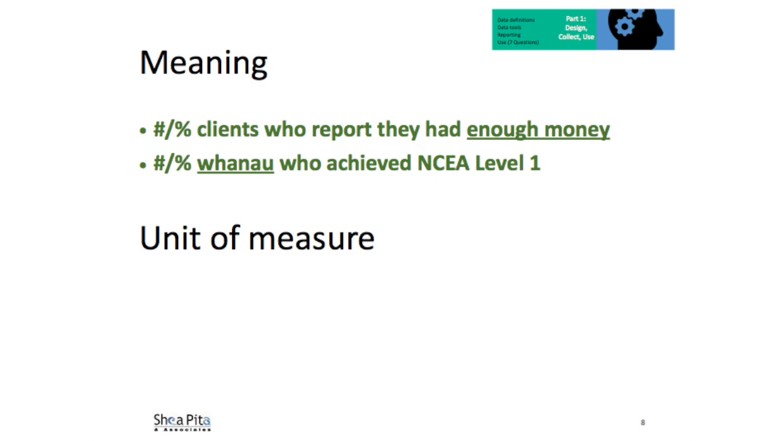So let's look at the meaning. If you have a look at these measures, everyone, clients who report they had enough money. So you look at it, you think, oh yeah, okay, we can collect that data. But actually, what does enough money actually mean? So this is when you need to have a discussion in-house and or a discussion with the funder. Is there a threshold?